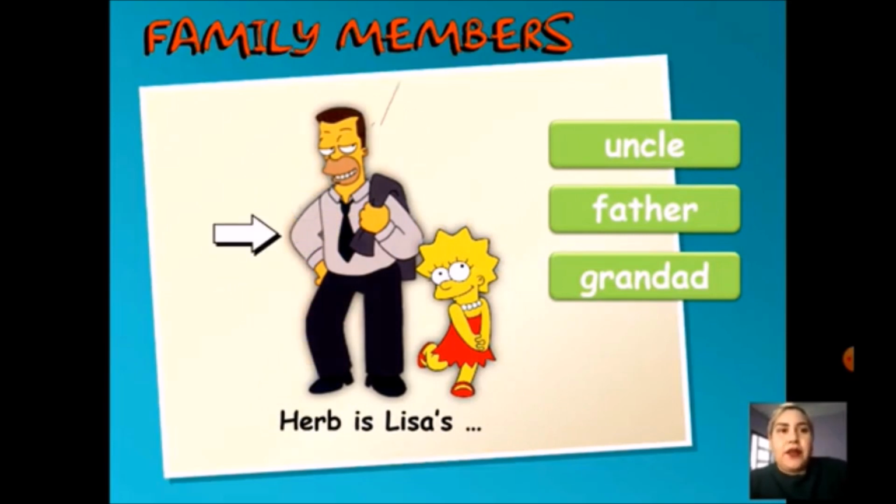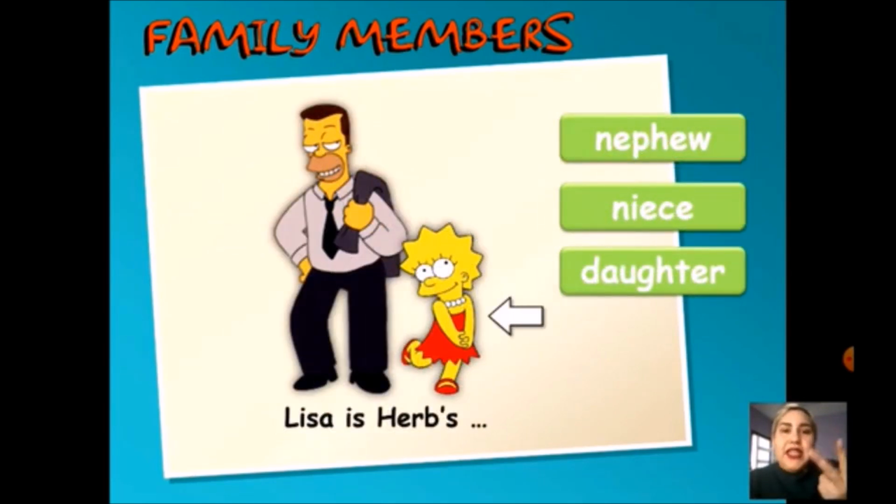Herb. This is Herb. Okay? Herb is Homer's brother. Did you identify the relationship between Herb and Homer? Okay. But in this case, they are asking us, Herb is Lisa's. So we have the options uncle, father, or granddad. In this case it is uncle. Because as I told you before, Herb is Homer's brother. So it means that Herb is Lisa's uncle. Okay?